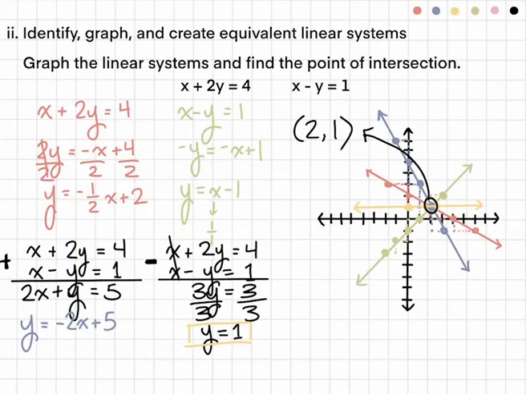So that's it. Voila, there is your equivalent linear system. You can see that if we did this all on separate graphs, all these lines would look different, all the graphs look different, but they share the same point of intersection.